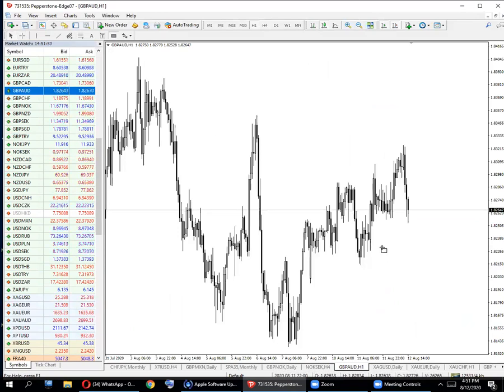So the market is still pushing up. Now the market is going to hit this zone. We can still buy. And here's our trend line. The market is still going up. Let's see in the future.